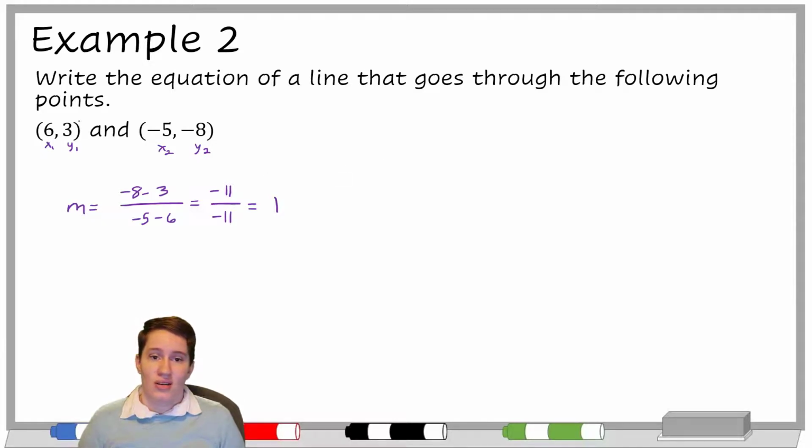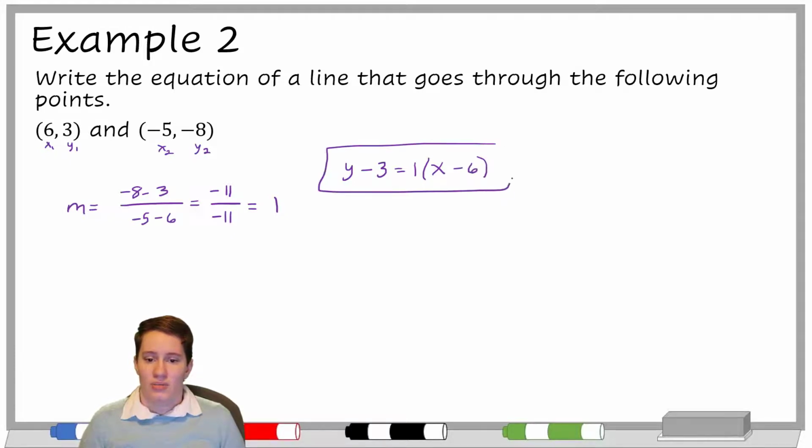If I use the first point in point slope, I'd do y minus 3 equals 1 times x minus 6. That's one of our possible answers. My next possible answer would be using the second point. So whenever I minus these negatives, it'll change to plus. So y plus 8 equals 1 times x plus 5.